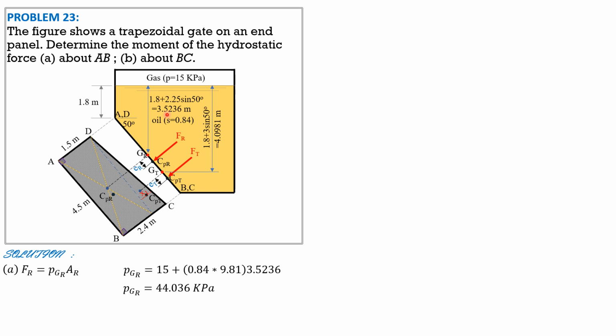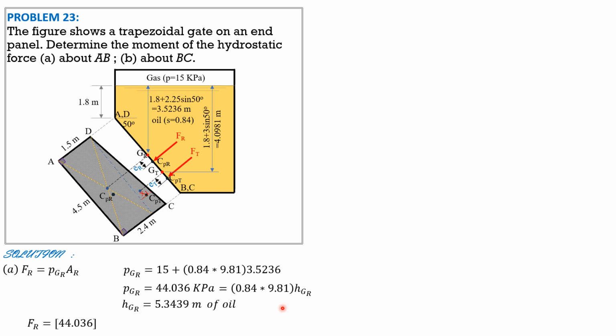So pressure at G of rectangle is 44.036 kilopascals, and that should be equated to specific weight of oil times HGR, because HGR is not seen here. So it is equated to 0.84 times 9.81 times HGR, so that we can compute HGR in computing for ER later. So 5.3439 meters of oil. Another way is you convert 15 kilopascals to pressure head of oil. 15 divided by 0.84 times 9.81 and add 3.5236 to get 5.3439 meters of oil. That's the other way of computing HGR.